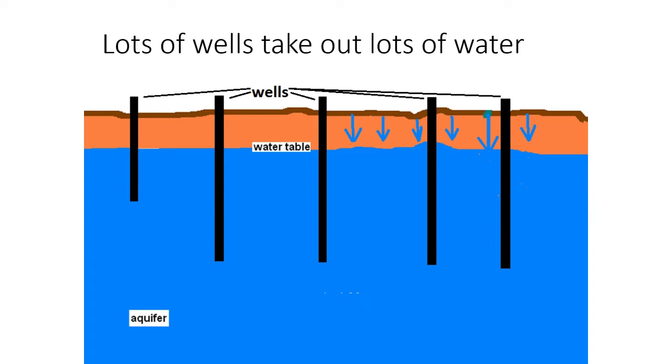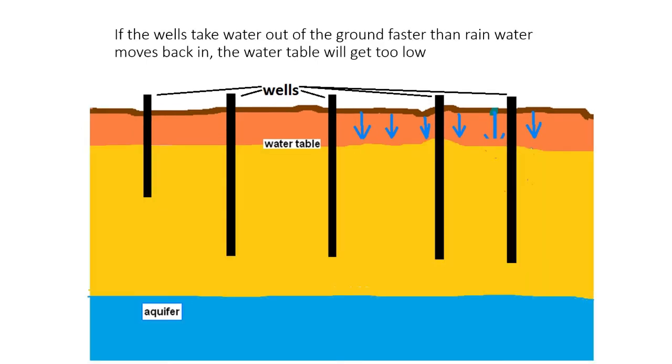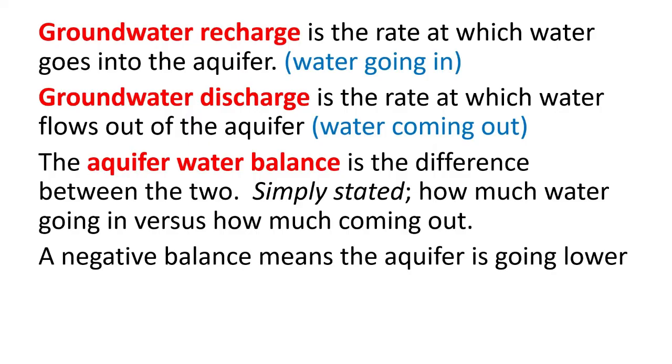So we got all these farmers taking water out of the ground, and the water table drops, and the aquifer is being diminished. Well, you know what these farmers are going to do? They're going to drill their wells even deeper to get at that water that they need to water their crops. This brings up the concept of recharge, discharge, and balance.